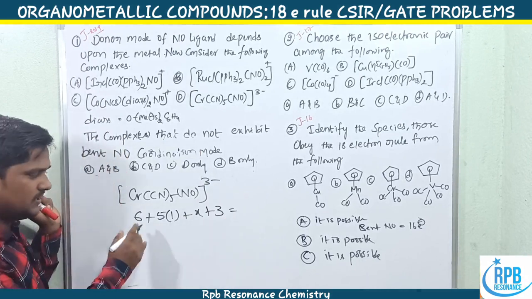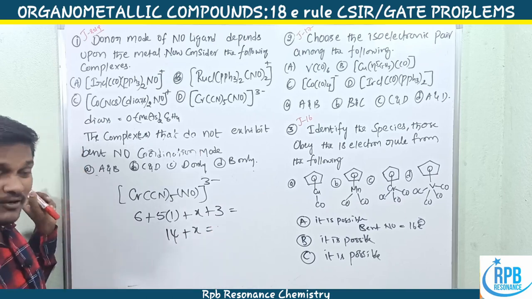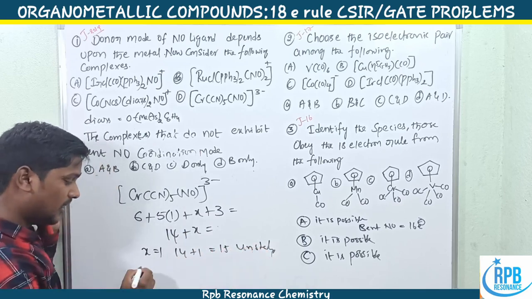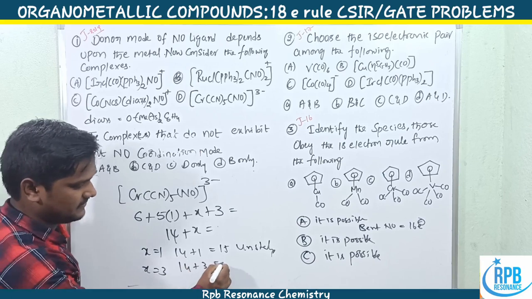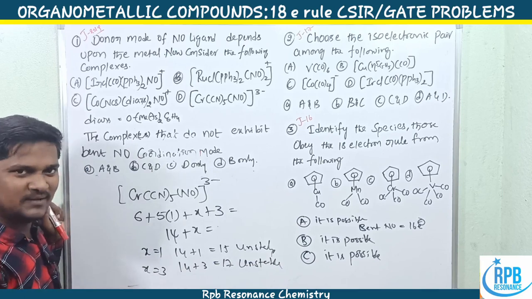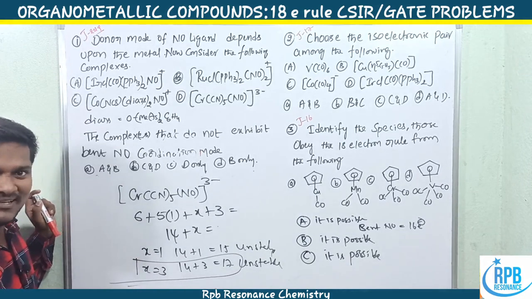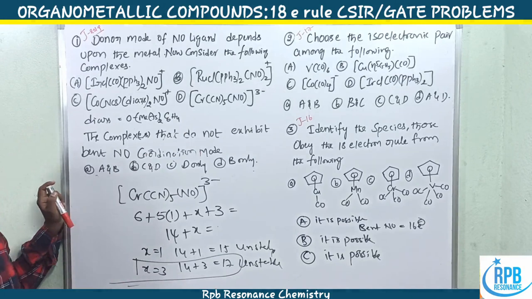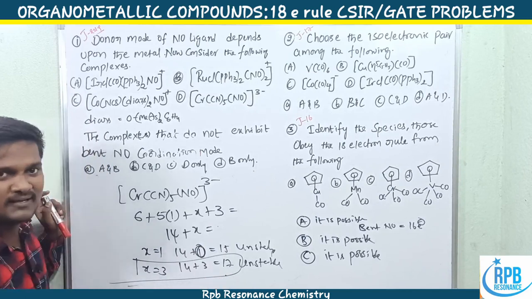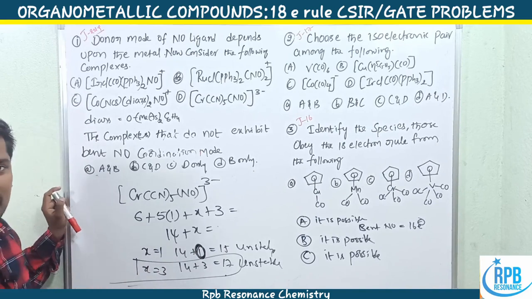We don't know the total number. So 6 plus 5, 11, 11 plus 3, 14 electrons. 14 plus X is equal to something. Let's imagine if X is equal to 1, so 14 plus 1, 15, unstable. Or if X is equal to 3, 14 plus 3, 17, unstable. 17 is somewhat more relevant to the formation of unstable complexes, but 15 is not possible with a hexa coordination system. That means here we will get an odd number of electrons in both cases. So it is not possible to predict the bent nitrosyl mode in option D.